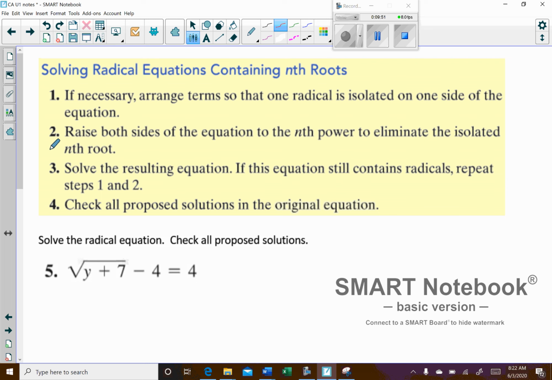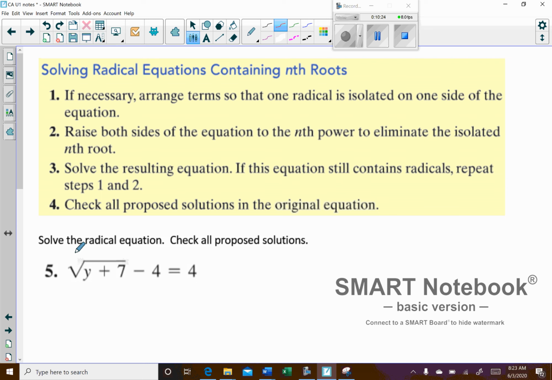So right here it says, if necessary, arrange terms so that one radical is isolated to one side of the equation. Fortunately, we're only going to deal with one, so that shouldn't be too bad. Step 2 says raise both sides of the equation to the nth power to eliminate the nth root. We're only going to be dealing with square roots, but sometimes you could have cube roots or fourth roots or whatever, and so you'd raise both sides to whatever that root is. For what we're going to deal with, we're just going to look at square roots today.